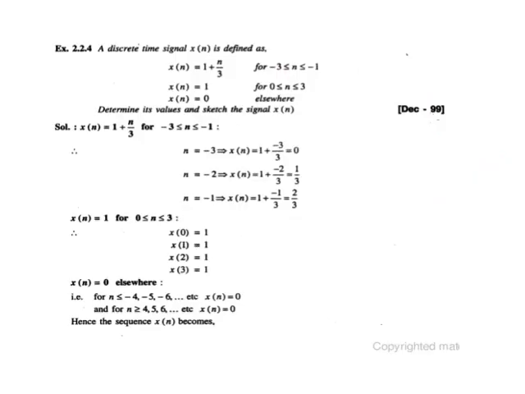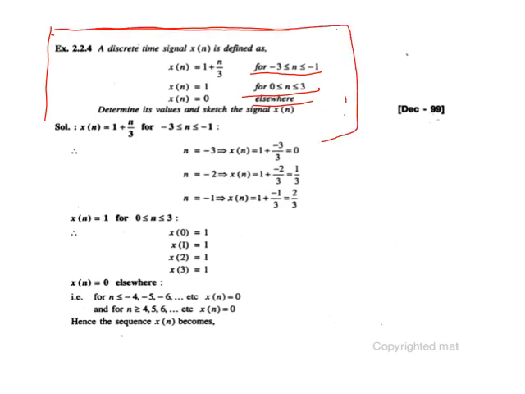Now, how to represent the discrete time signal, we will see from this example. A discrete time signal is defined as x of n equals 1 plus n by 3 for one range of n, x of n equals 1 for another range, and x of n equals 0 otherwise. Here the values of n are given. This is known as the functional representation of the discrete time signal.